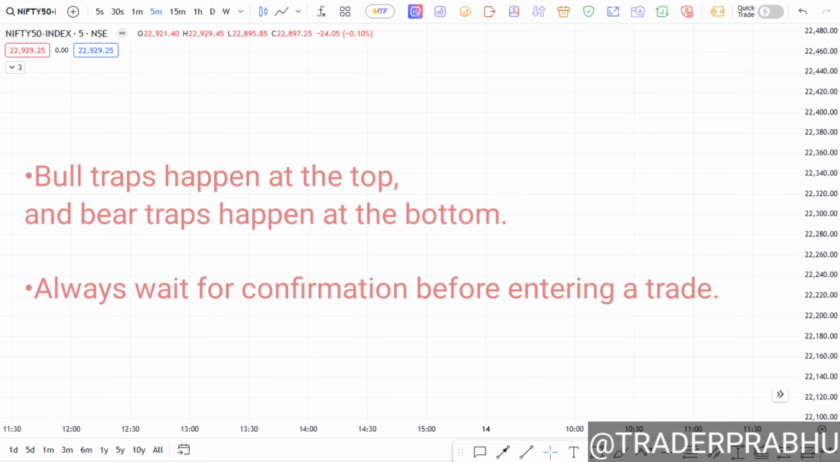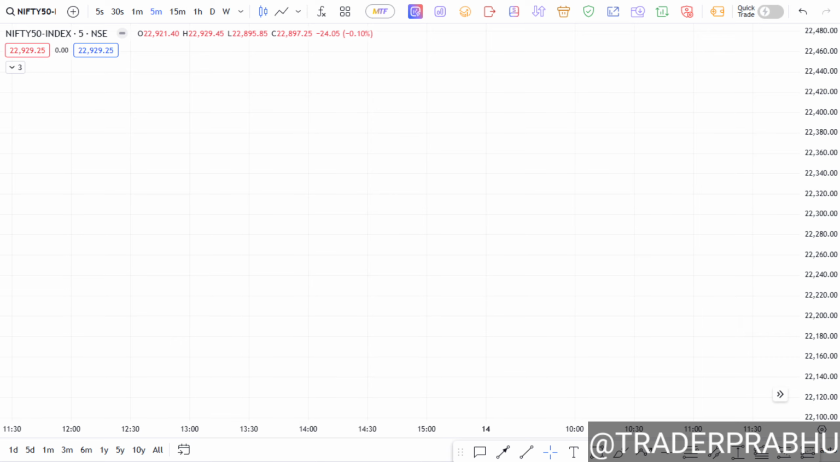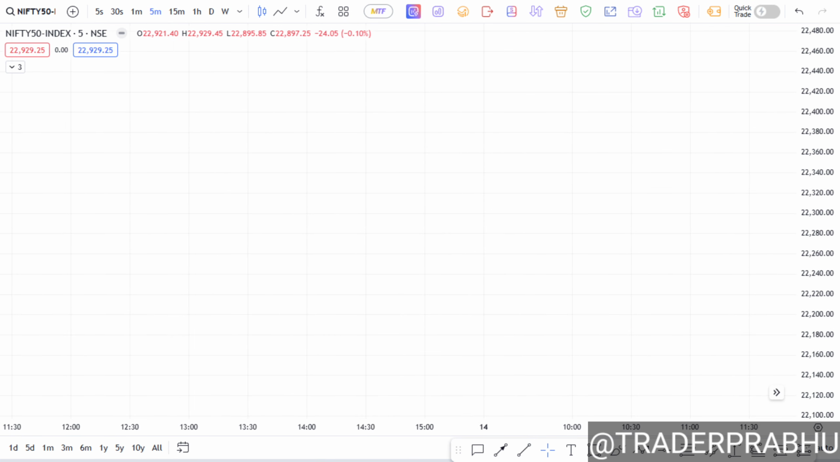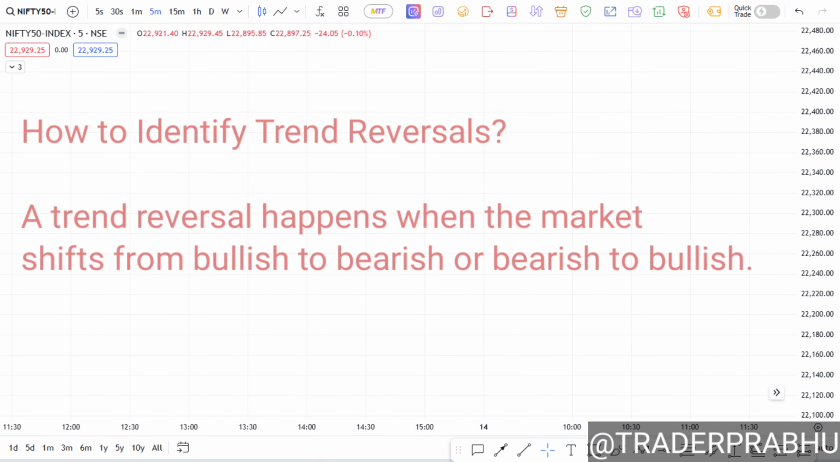Now, bull traps happen at the top and bear traps happen at the bottom. And always wait for confirmation. Always wait for confirmation before entering a trade. Right? Now, how to identify trend reversals?